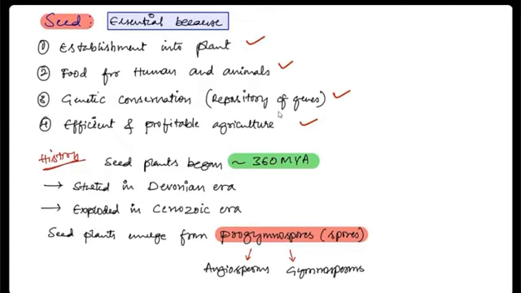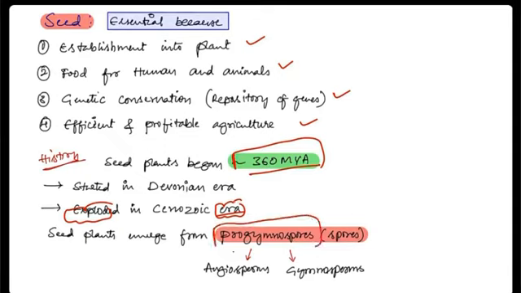If I talk about the history of seed plants, seed plants began around 360 million years ago, and there are some eras. If you see the historical timeline, these seed plants started in the Devonian era, and exploded in the Cenozoic era, and they are thought to have emerged from progymnosperms. So the present day angiosperms and gymnosperms are thought to have emerged from the progymnosperms, which are simple spore-bearing plants from which present day angiosperms and gymnosperms have evolved.